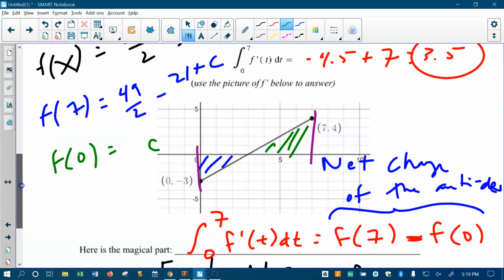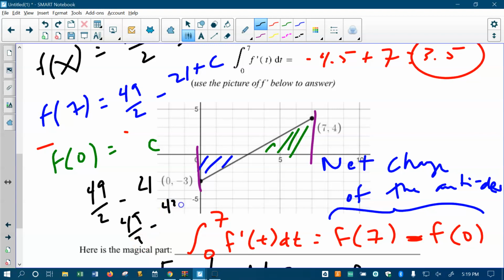Okay, so let's subtract those. Oh boy, I don't know if I can subtract those. If I subtract these two quantities together, then what I end up getting out is 49 over 2 minus 21. Okay, let's see what that is. 49 over 2 minus 42 over 2 for a common denominator is 7 over 2, which is 3.5. Oh my gosh, that's amazing.